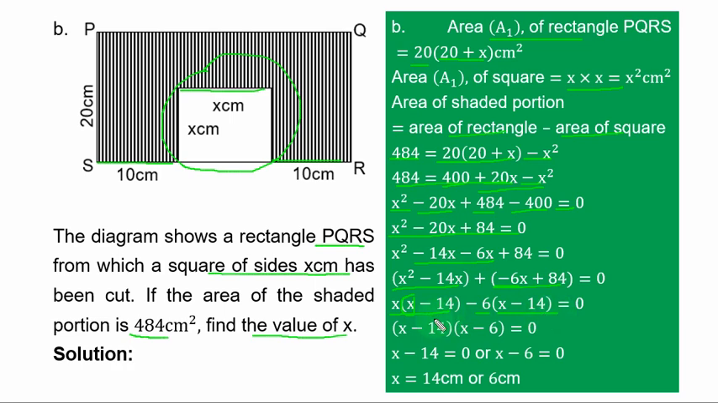Clearly, s minus 14 is common. If you take it out, you have s and minus 6 remaining that will form the other bracket, and equate it to 0. You equate each bracket to 0, that is s minus 14 equal to 0 or s minus 6 equal to 0. If you solve the linear equations, you have s equal to 14 centimeters or 6 centimeters.